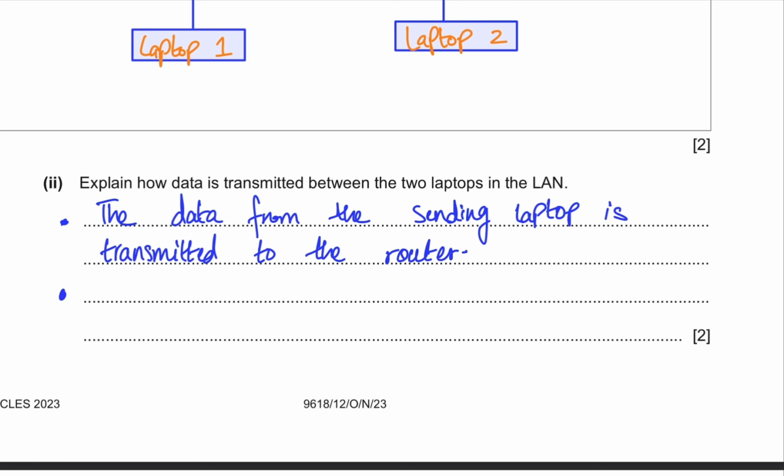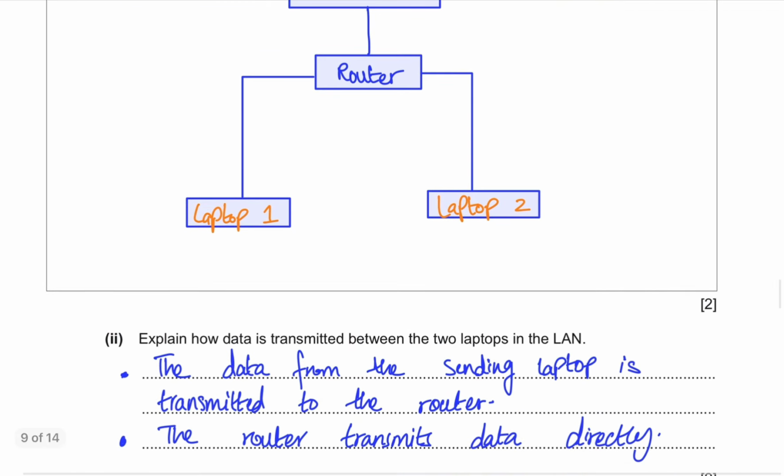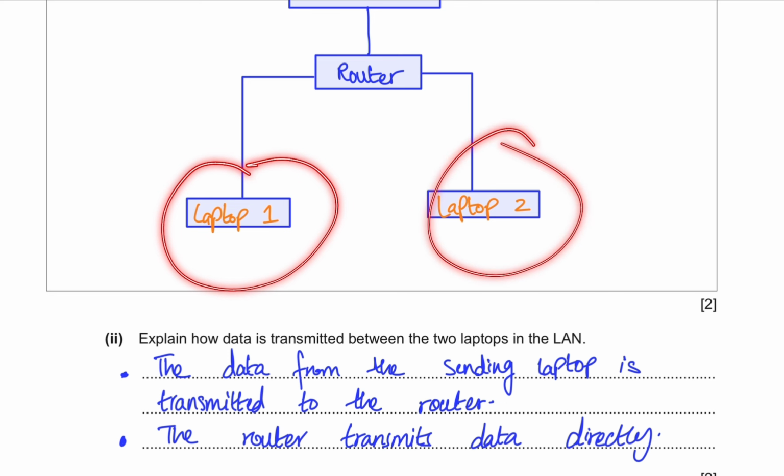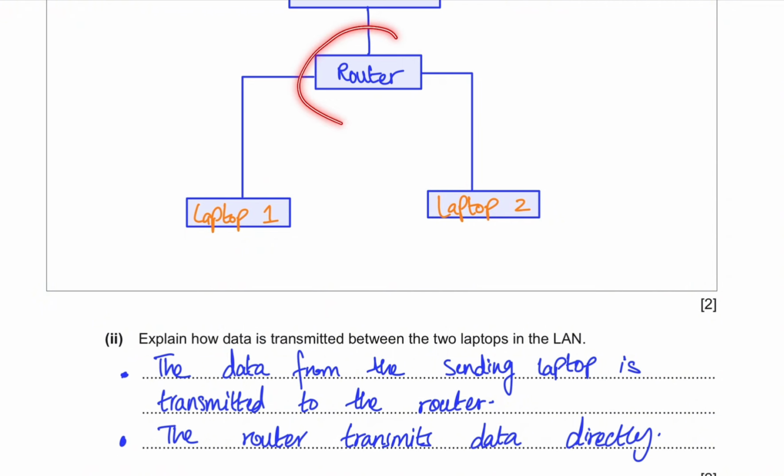Okay, the data from the sending laptop is transmitted to the router. The router transmits data directly. So if you can see here, the data from the sending laptop is transmitted to the router. From laptop 1 and laptop 2, data is transmitted to the router, and then the transmission takes place between the router and the laptops. The router transmits the data directly between the two laptops.